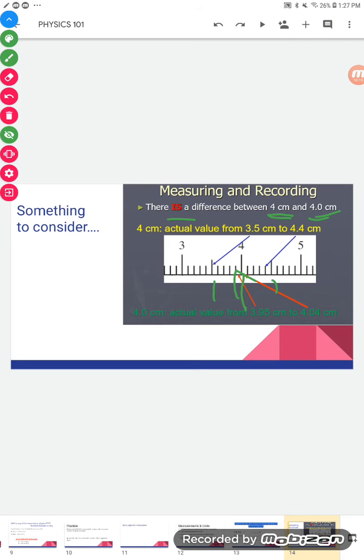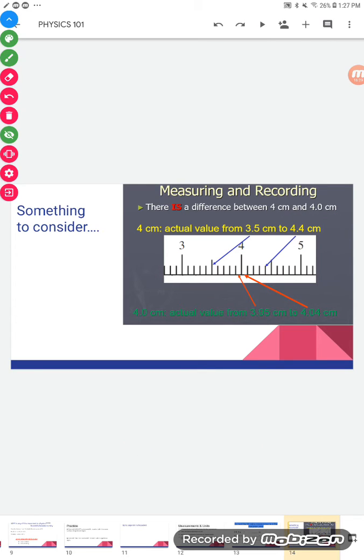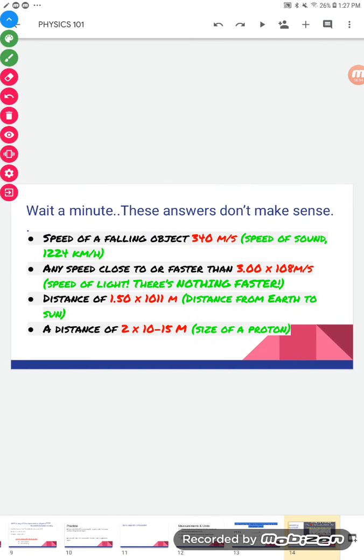Okay. However, if your digit is 3.6479, okay, and it asks you to write it in 3 significant digits, and you write 3.64, then you are obviously losing this accuracy as well. So there's pros and cons, right? Okay. In science, we do use this though, so it's important.